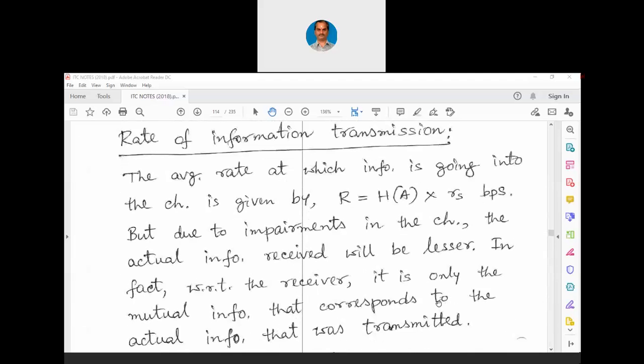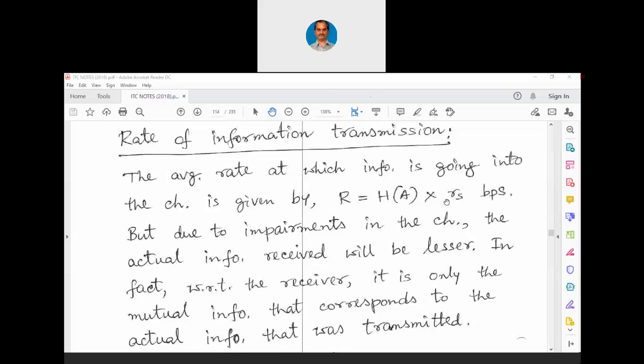Let us proceed further with this particular module. The rate of information transmission. We had worked out some exercises on this in the first module itself. Now it is slightly revised here in the context of mutual information. The average rate at which information is going into the channel is given by R equals H of A into RS bits per second. What is this RS? RS is the symbol rate at the source. So symbol rate into H of A equals R. That is how we used to find the information rate in the beginning.